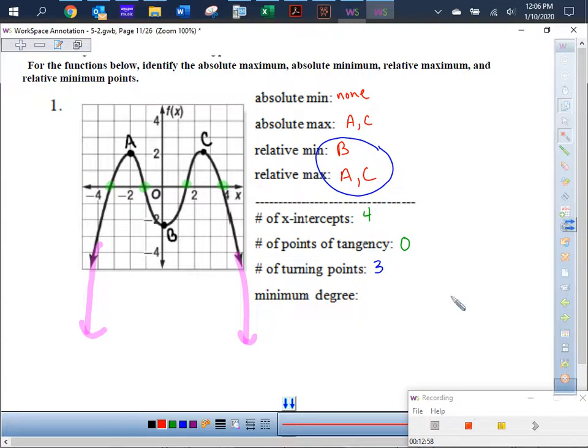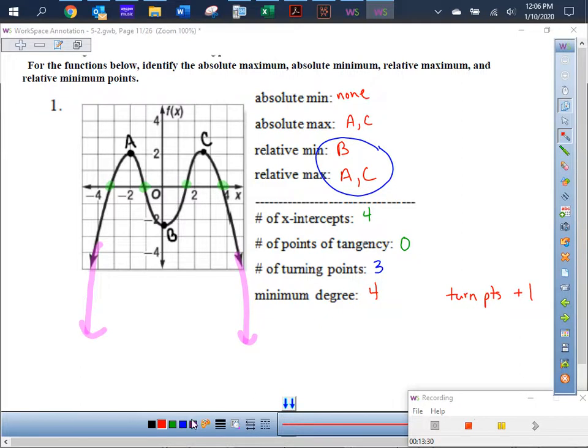So let's make a little note here. There's an easy way to find the minimum degree. It's the number of turning points. You want to probably write this down. Turning points, and then add 1 to it. So if you know how many turning points you have, you just add 1 to that, and that's the minimum degree. So since this guy has 3 turning points, we'll add 1 to that and get 4 for the minimum degree, which is awesome because that's an even number, just like we said that this degree was even.